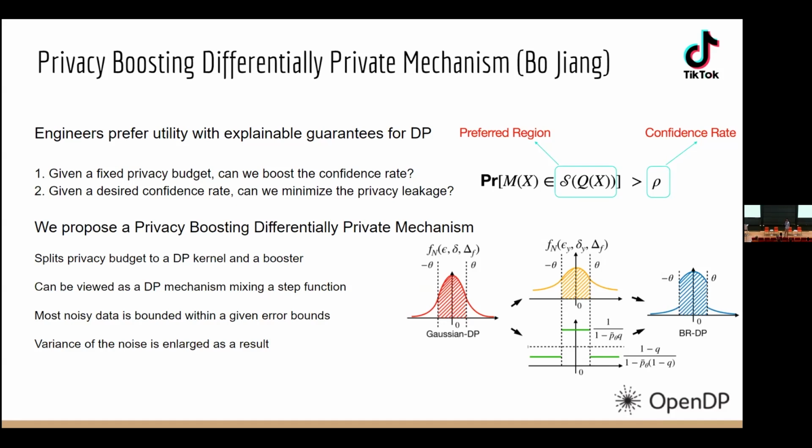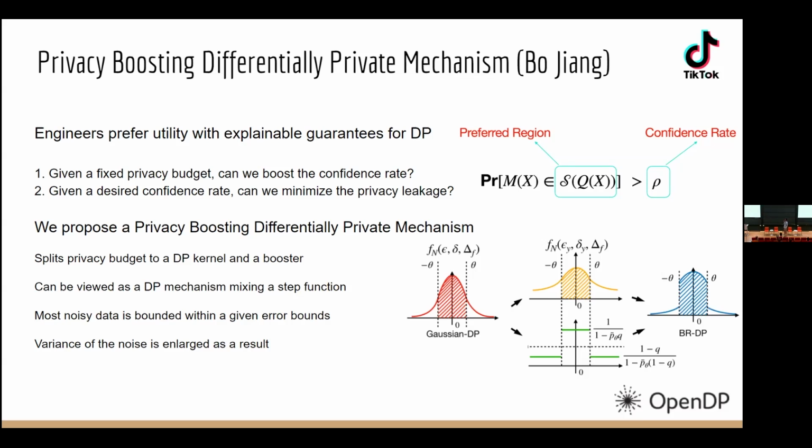Sometimes it can be data dependent, for example, the relative error, and sometimes it's data independent, such as a fixed domain, a fixed output, or just the absolute error. So here, given a specific preferred region, we're considering the following two questions. So basically, this is handling a better utility and privacy trade-off. Given a fixed privacy budget, can we boost the confidence rate? And given the desired confidence rate, can we minimize the privacy leakage?